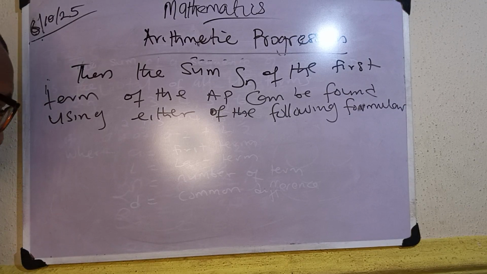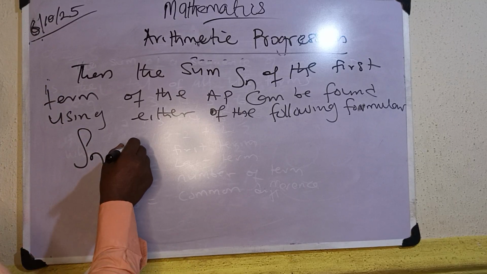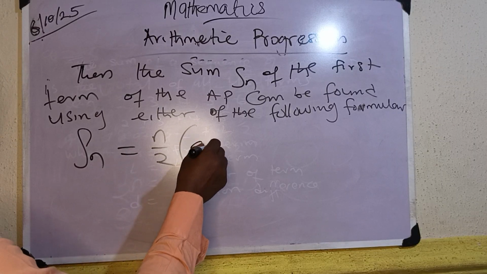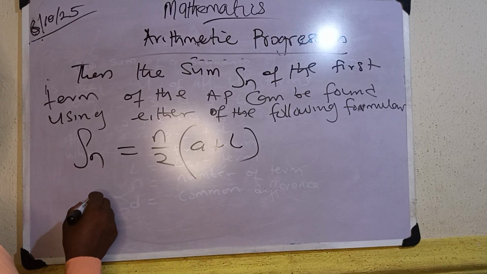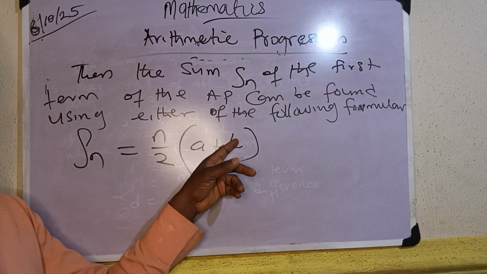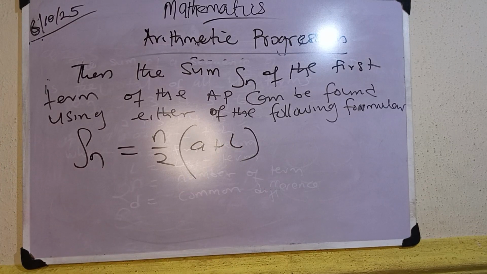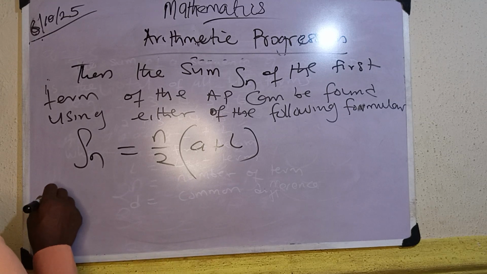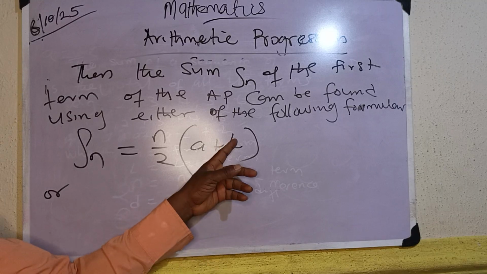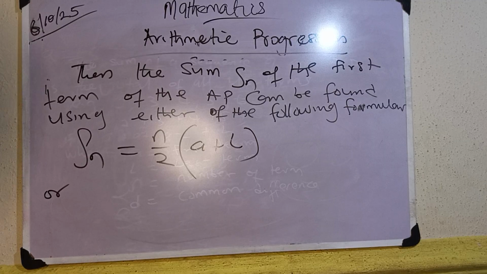One of the formulas is Sn, the sum of an AP, equals n over 2 open bracket A plus L close bracket. I told you what n is, the number of terms; A is the first term and L is the last term. Exactly. In the use of the other formula, we are not given the last term, so we use it when we are given the common difference. This one, we are given the last term. But in case we are not given the last term and we are given the common difference, then you use this other formula.